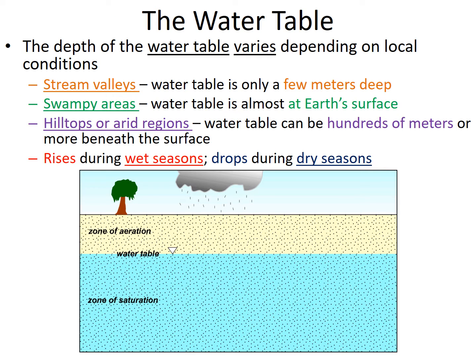The depth of the water table varies depending on local conditions. In stream valleys, the water table is only a few meters deep. In swampy areas, the water table is almost at the Earth's surface. In hilltops or arid regions, it could be hundreds of meters down before you reach the water table. The water table rises during wet seasons and drops during dry seasons.